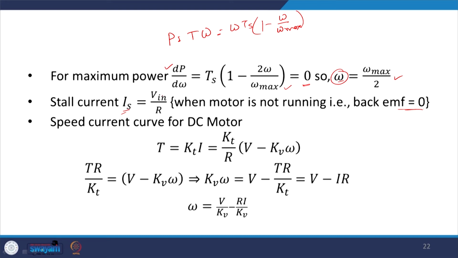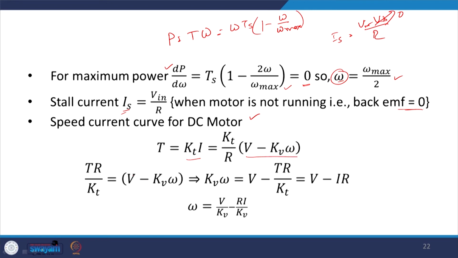So, stall current is going to be V in by R, because your Is is basically V minus Vb by R. So, if this is 0, you have V in, this is input voltage, by R. So, the speed current curve for a DC motor is going to look like this, the T is equal to Kt times I, Kt by R, V minus Kv omega.